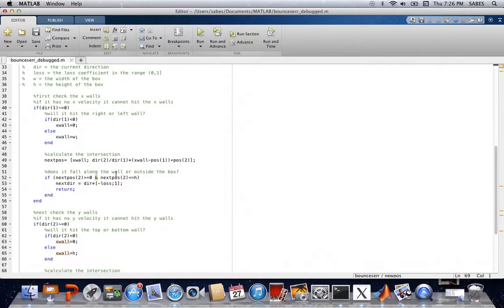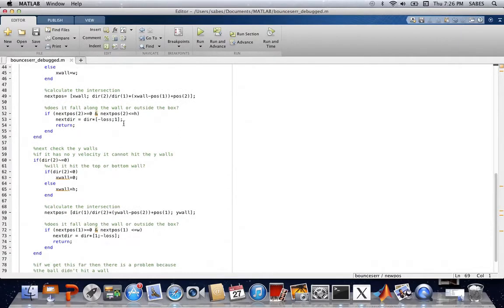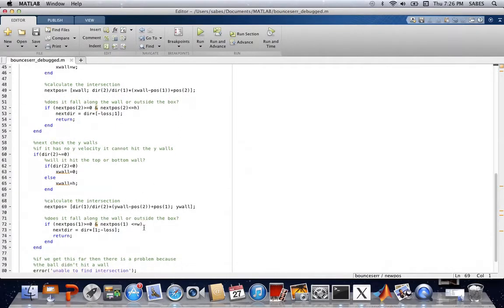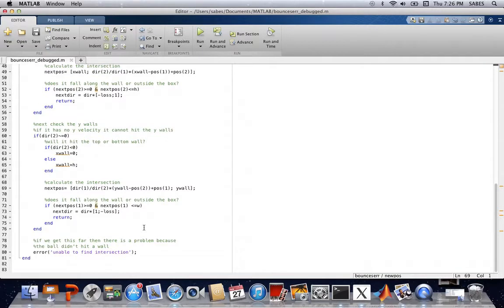So then you go down and you see that the same thing is going on for the y walls, and then you see that at the end you have this error statement, unable to find intersection, and that essentially says that if you did not find intersection with any of the walls parallel to the x-axis or with the walls parallel to the y-axis, then there is some problem, because this ball has to stay within this box.